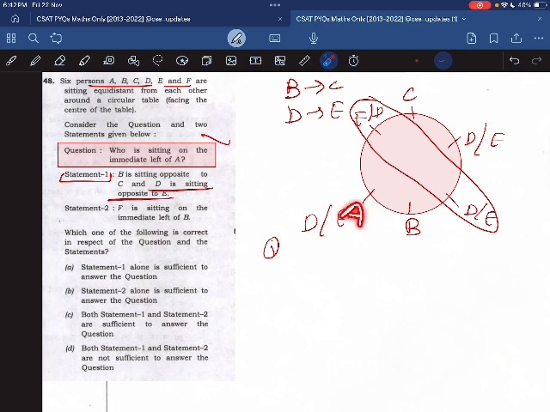So can you say that if we consider this situation, then A will sit next to E or B? So immediate left of the A will be E, but it could also be the case of D also. D could also sit there.